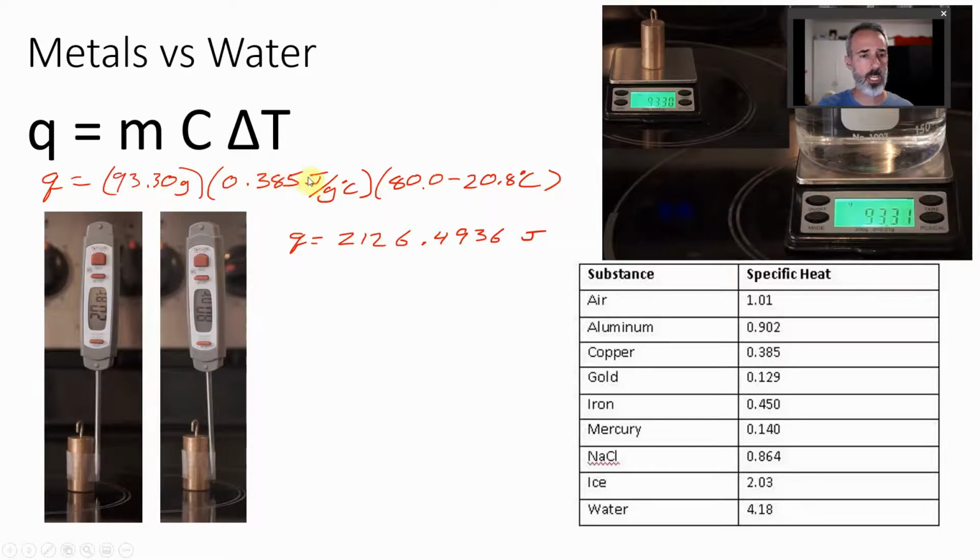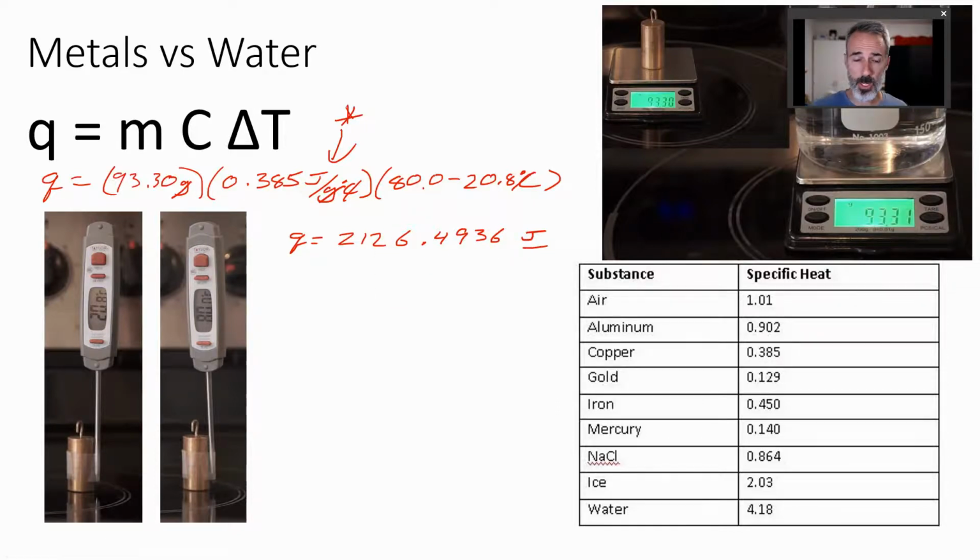There's my specific heat. Just got to make sure I have the right one this time, and I have to make sure my units cancel, right? One of the reasons that you should put units on a specific heat is because you want to make sure your units cancel and you're not being tricked by anything. And I would get this many joules, not including sig figs.